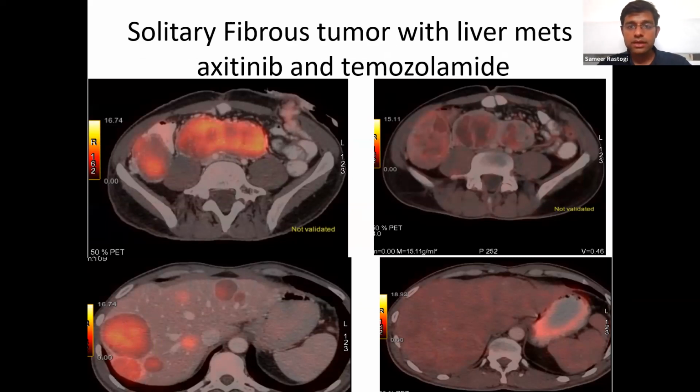For axitinib, the data is coming, and temozolomide data is also there. As you can see, the liver metastases have almost metabolically disappeared. I mean, morphologically they were there, but there was a complete metabolic response. It's been almost 1.5 years for this response.